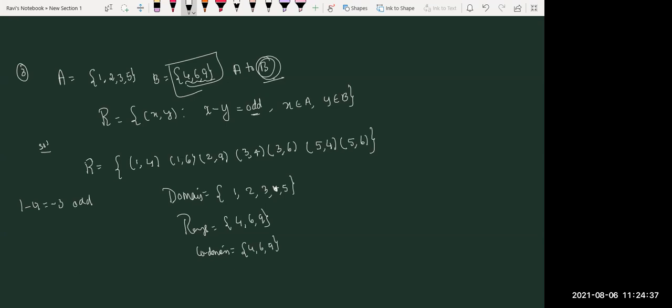Sir, they have asked to write it in roster form, sir. We wrote already. This is only roster form. Is this a roster form or not? Yes, sir. The given one is set builder form. X minus y is odd.